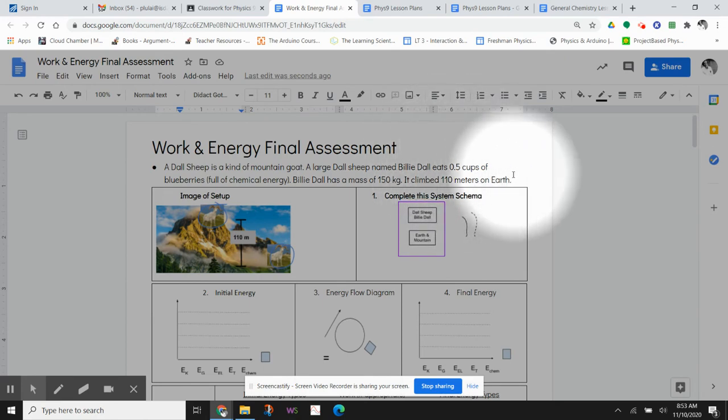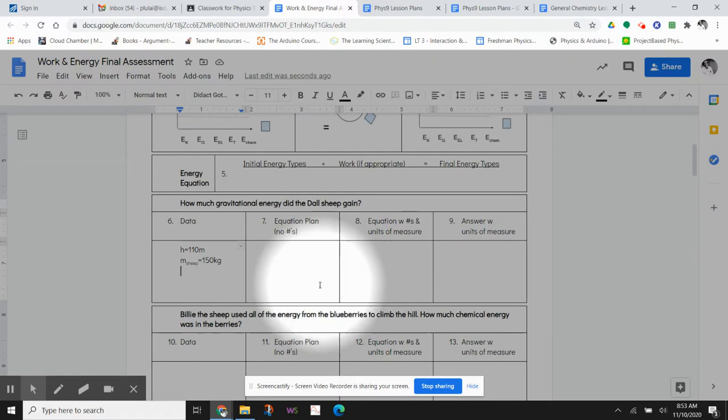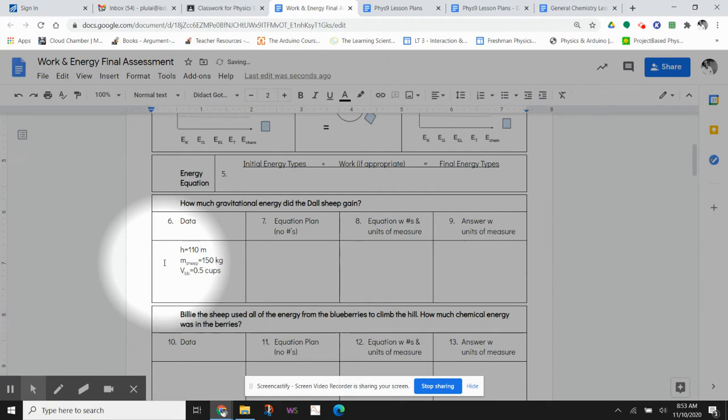They also tell us that it eats 0.5 cups of blueberries. I don't know if that will be helpful. I'm going to put volume of blueberries equals 0.5 cups. It's conceivable that in some cases we might be given data that we don't know how to use. And, hey, if we don't know how to use it, it's probably worth writing down so we at least have it available to refer to.